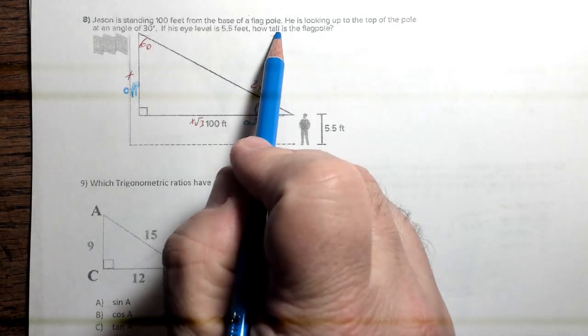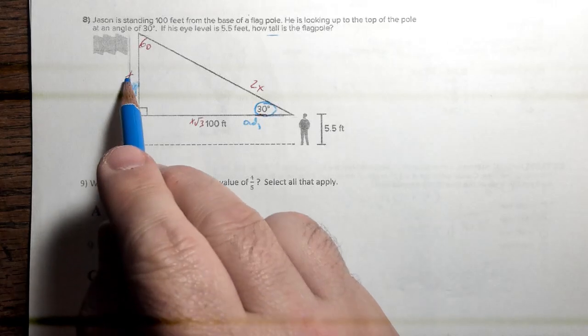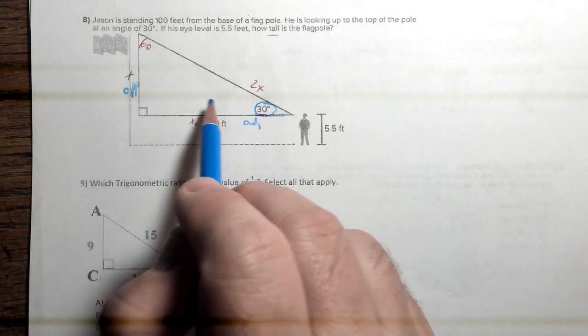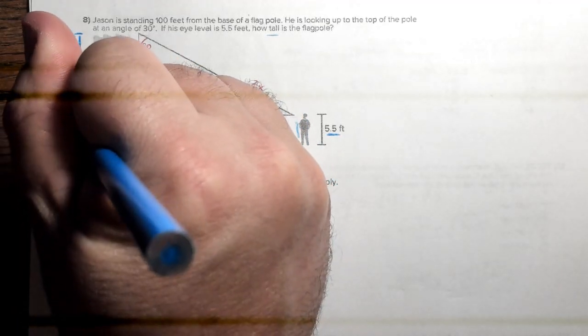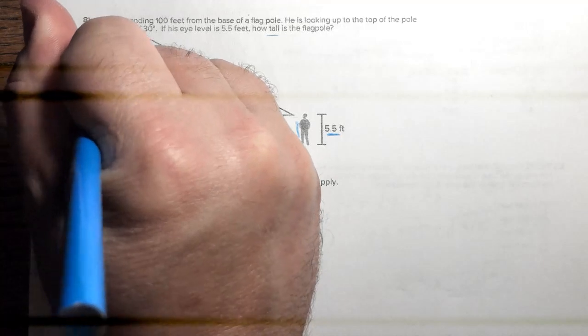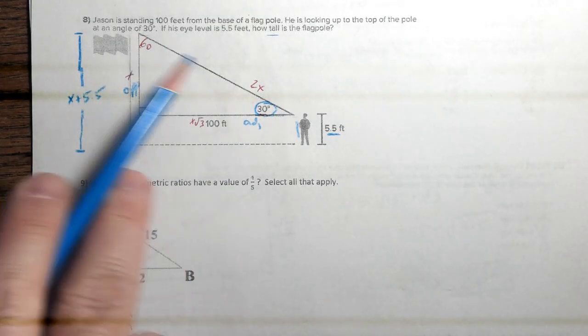All right, so they want to know how tall the flagpole is. Now, he's looking from here. We're going to find this portion of the flagpole using trigonometry, but then we're going to have to add his height because we want to know the flag is going to be from here to here, and this is going to be x plus the 5.5 feet for Jason. So just want to make sure you guys see that. Okay, so we don't care about the hypotenuse here.